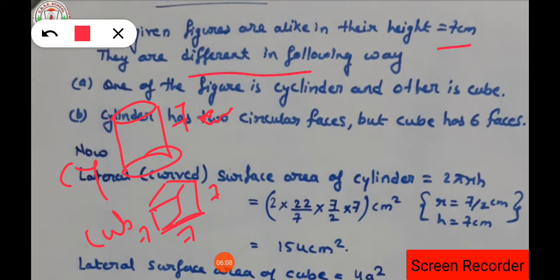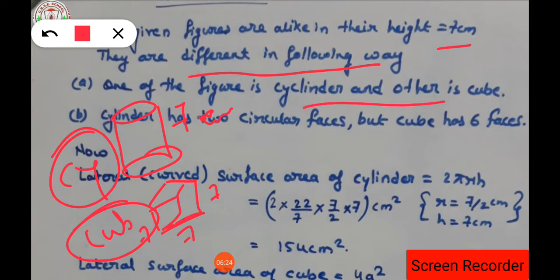Now the difference is also asked here. So one of the differences is that one of the shapes is a cylinder and the other shape is a cube. Means the name of the shape of the first figure is cylinder and the name of the shape of the second figure is cube. This was the first difference. The second difference, we can say that the cylinder has 2 circular faces but the cube has 6 faces. So these are the differences.